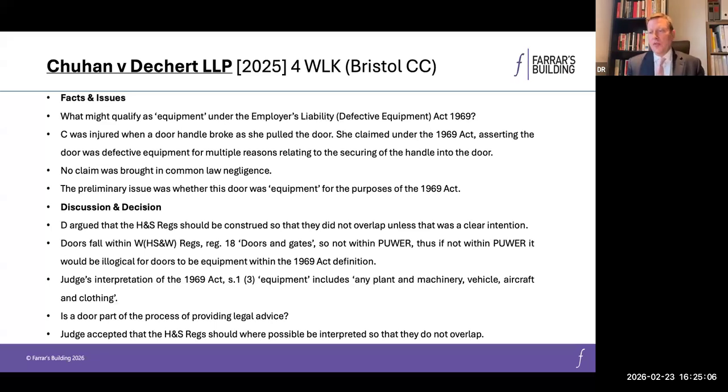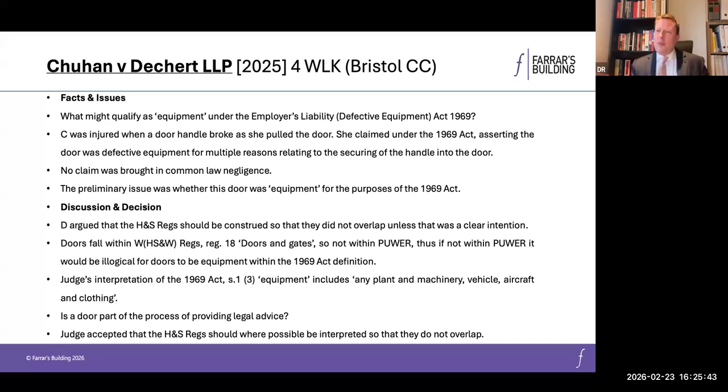And again, as we all know, that statutory duty is not affected by the Enterprise and Regulatory Reform Act of 2013 and the removal of civil liability for breaches of health and safety regulations. The point of the case is really what can be regarded as equipment for the purposes of making a claim under the 1969 Act. And I acknowledge immediately that this is only a county court decision, but it's quite useful because there's a scarcity of authority on this point post-ERRA.